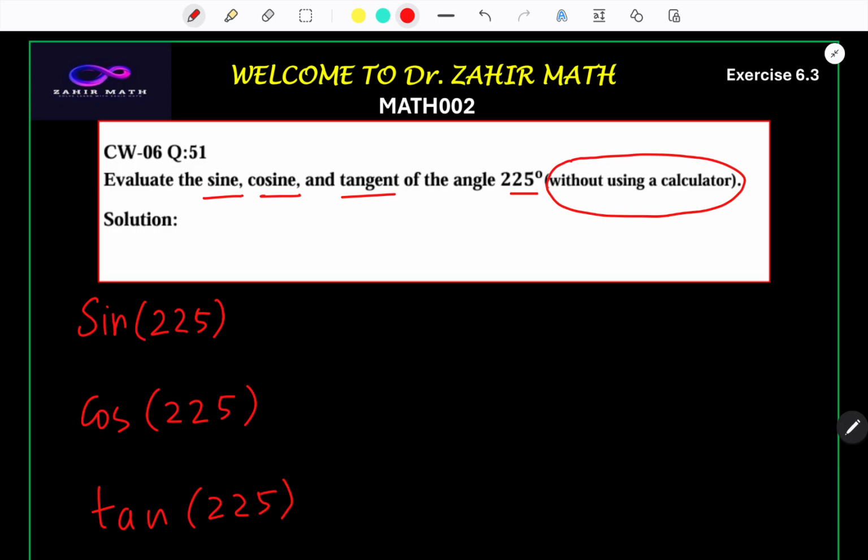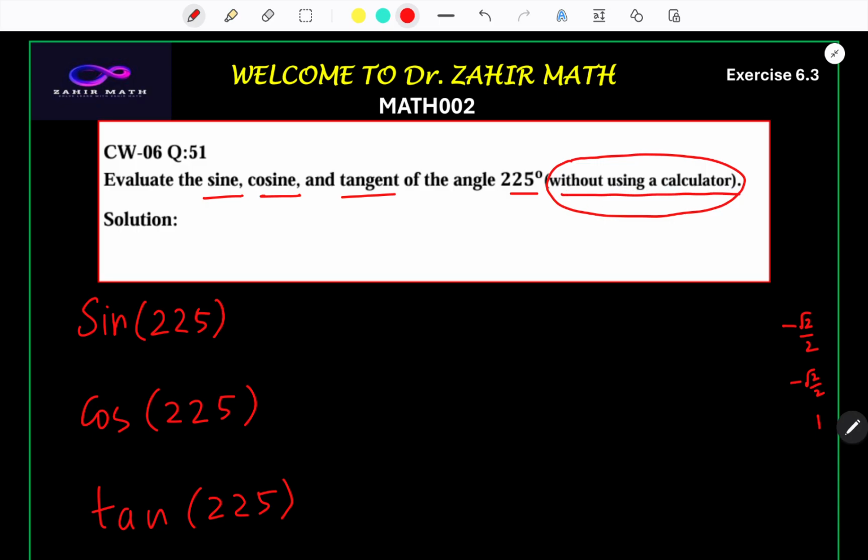Okay, right. Make sure your calculator is in the degree mode. Just put shift mode, degree is 3. So just put in your calculator sine 225. Your answer is minus root 2 by 2. And the next you put cosine 225. You get minus root 2 by 2. Then you write tan 225. Then you will get answer is 1. But you are not supposed to write the answer directly from the calculator, because what did they mention? They mentioned without using calculator.